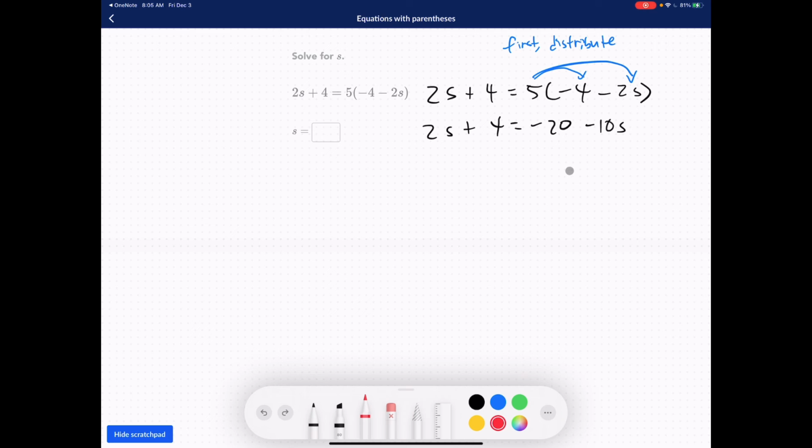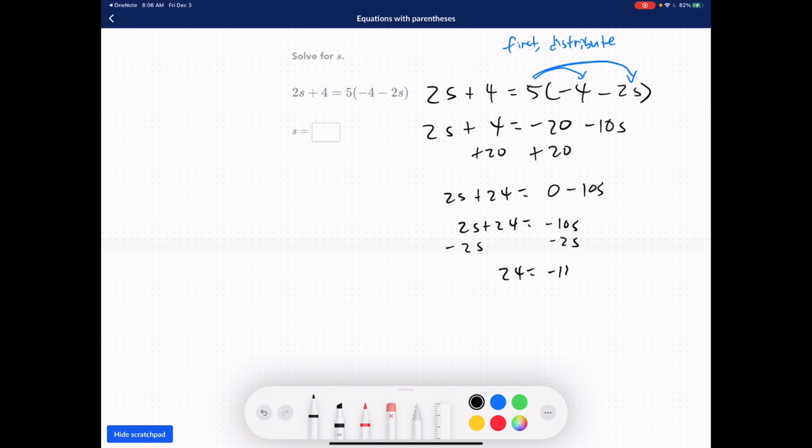I'm just going to do this one really quickly because we've already seen several of these problems. I'm going to add 20 here: 2s plus 24 is equal to 0 minus 10s, and then 2s plus 24 is equal to negative 10s. Then we're going to subtract 2s on both sides, and 24 is equal to negative 12s.